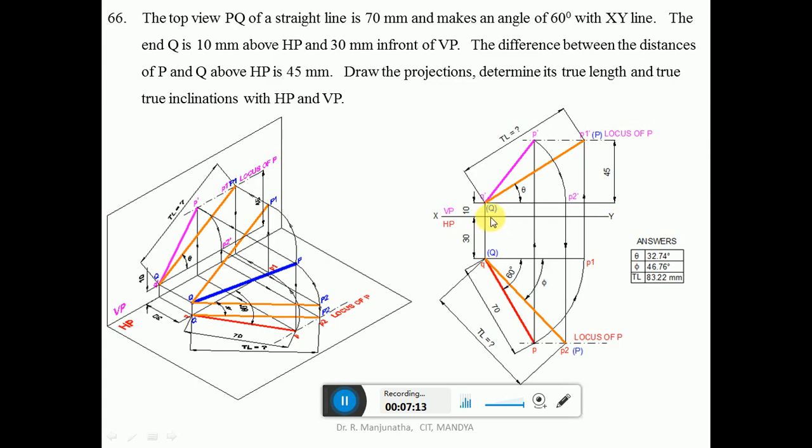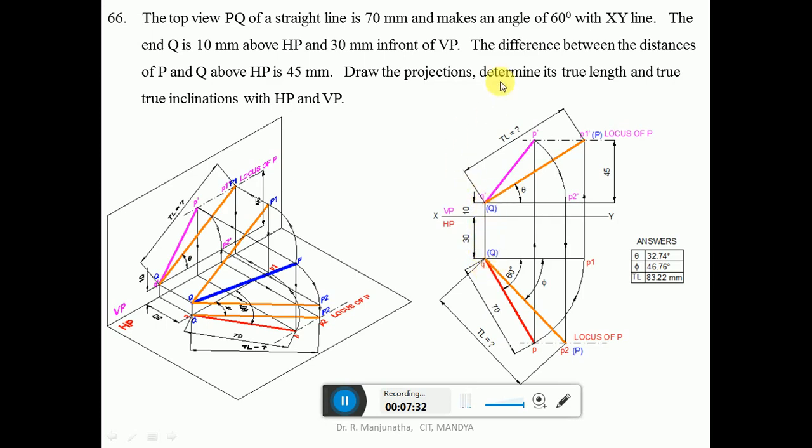Then for 30 mm in front of VP, from the XY line you measure 30 mm. In front of VP is seen in HP, and HP is below the XY line. You measure the distance below the XY line and draw a horizontal line. Then taking any point, draw a vertical projector, so that you get Q dash here and small q here.